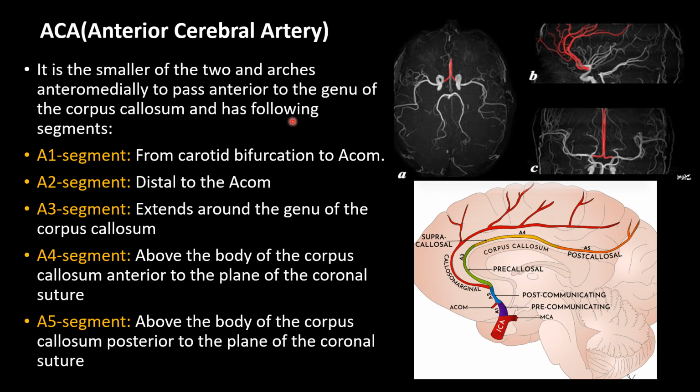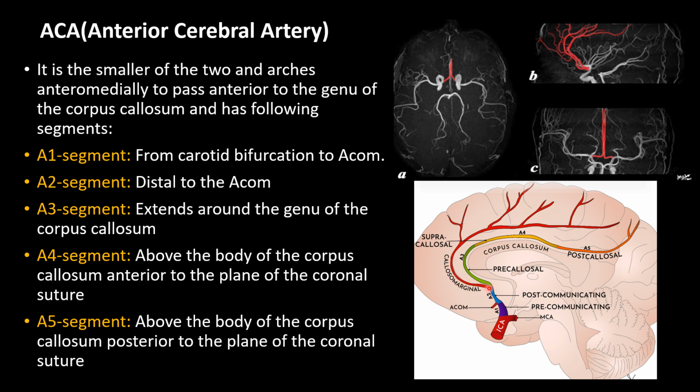Coming to the anterior cerebral artery, which along with the middle cerebral artery forms at the termination of the internal carotid artery. It is the smaller of the two and arches anteromedially to pass anterior to the genu of the corpus callosum and has the following segments. So the A1 or the pre-communicating segment extends from the bifurcation of the ICA up to the origin of the anterior communicating artery.